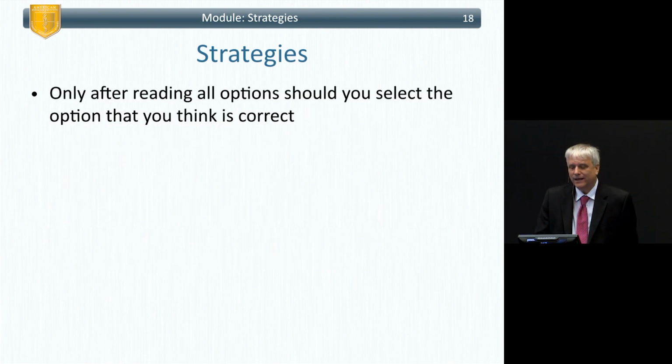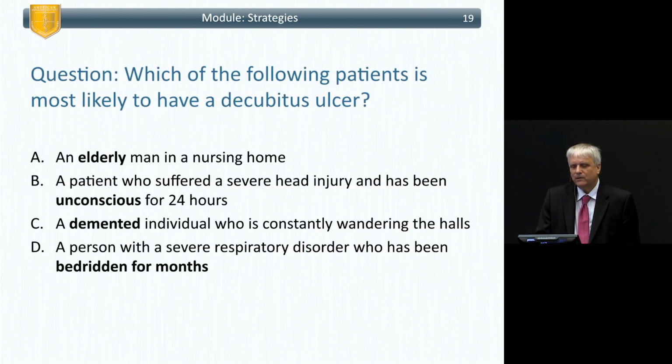Only after reading all the options should you suggest the option you think is correct. So, which of the following patients is most likely to have a decubitus ulcer? An elderly man in a nursing home. Yep, that's it. Check. Okay, we're done.